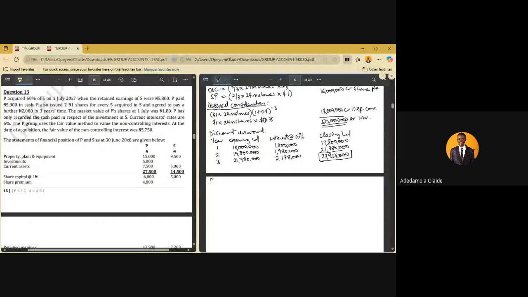Number 1, we draw the group structure. P is acquiring S, 60%. NCI will be 40%. Date of acquisition, which is 1 July 20x7, and date of consolidation, which is 30 June 20x8.